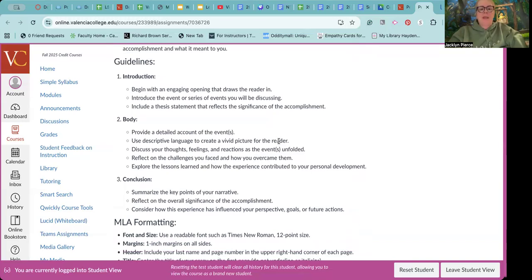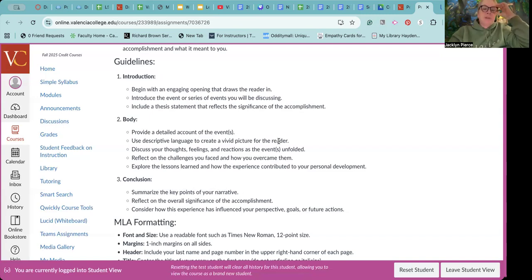Then, in the body, a detailed account of the event or events. Most events, even if it's a single event like high school graduation or something along those lines, are made up of multiple things that happen. So, for example, if I was talking about my high school graduation, I would probably write about the ceremony, but I would also write about the party afterwards, and I would write about maybe the gifts that I got. Like, there's all kinds of things that could play into that.